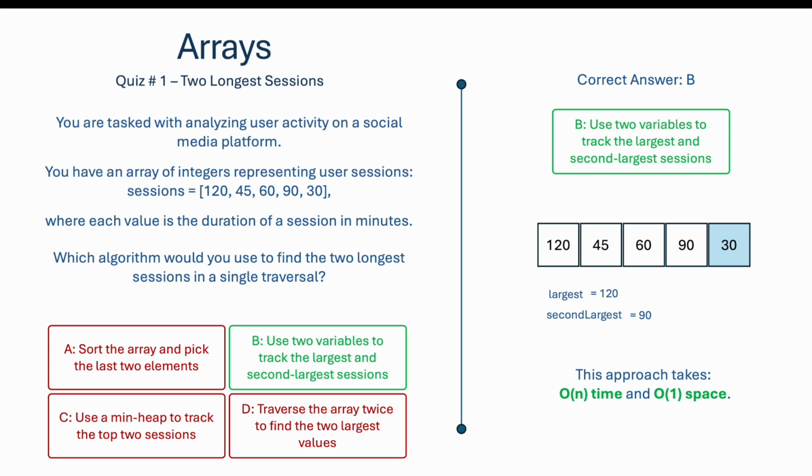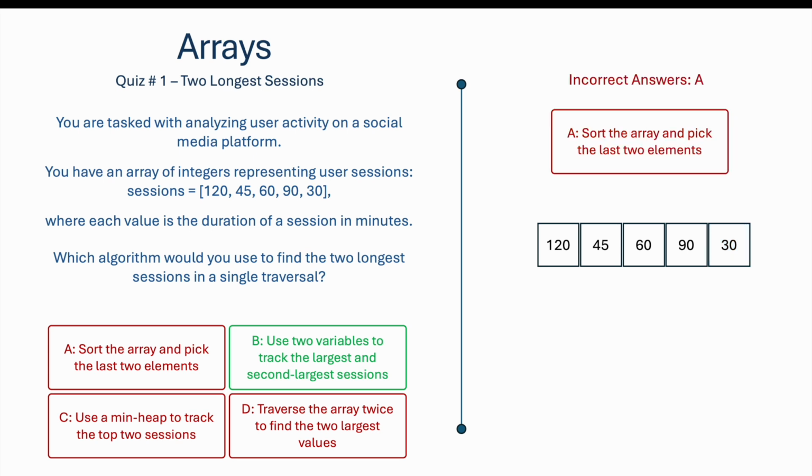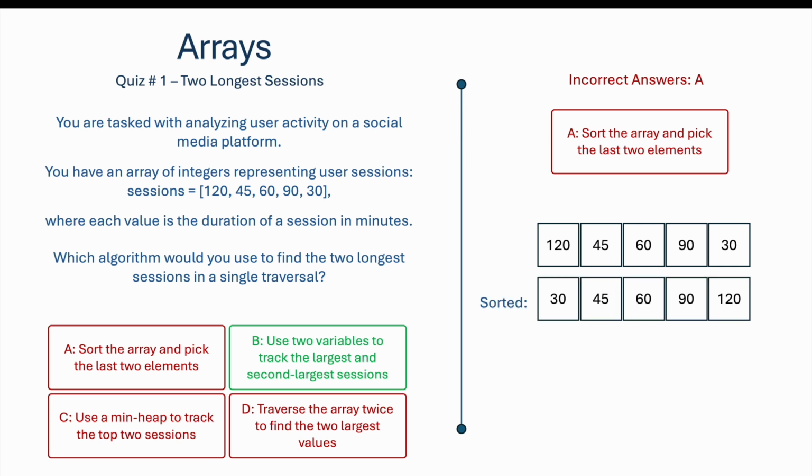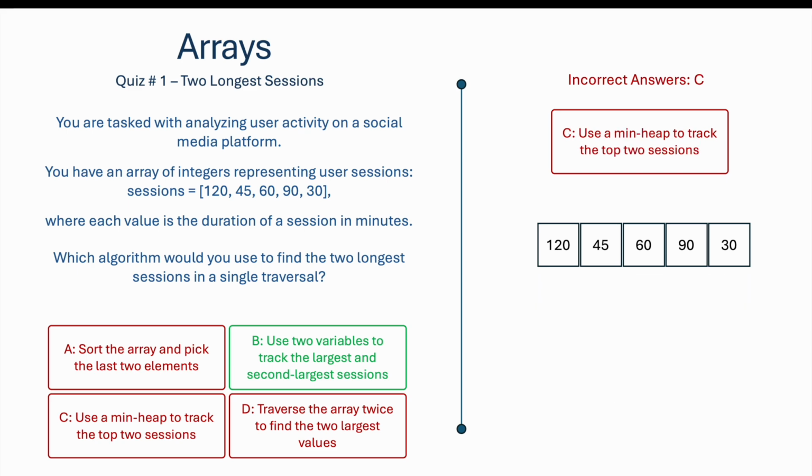But let's see why the other options are incorrect. Starting with option A, sort the array and pick the last 2 elements. After sorting, this is what the array looks like, and the last 2 elements are the largest and second largest. Although this gives the correct answer, sorting the array itself takes O(n log n) time. So this is not the most efficient solution.